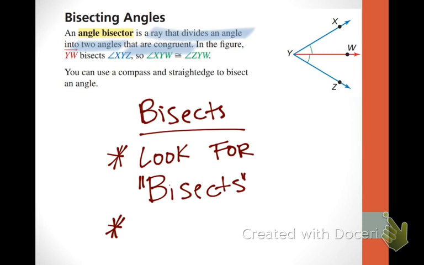You write it down. It sounds like common sense, but we don't always read the directions. The second thing you're going to look for are the congruent arcs, and I'll show you what that means. So you're going to look for the word bisects or congruent arcs. Sometimes it'll have both. Sometimes it'll have one or the other.